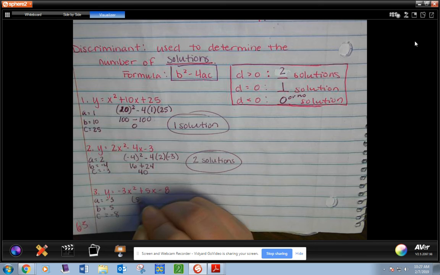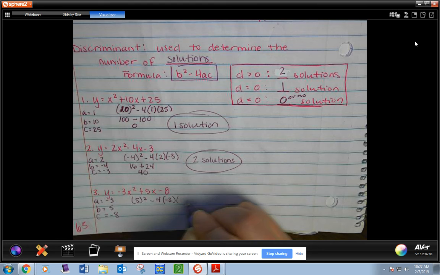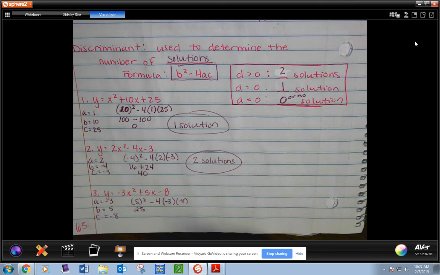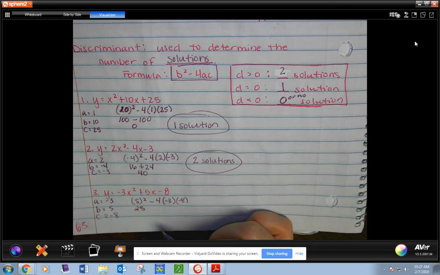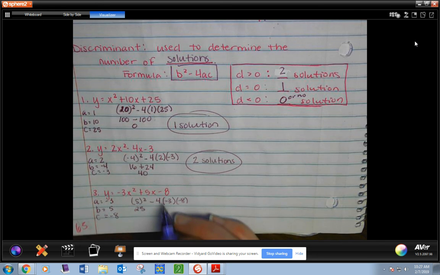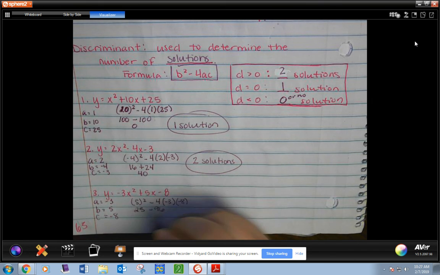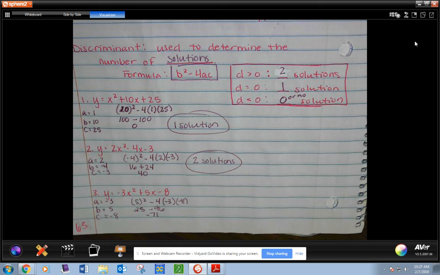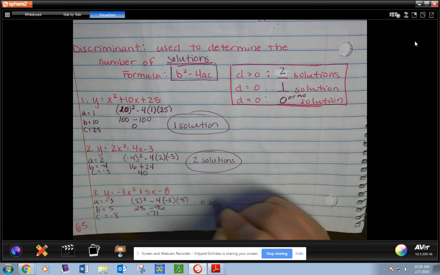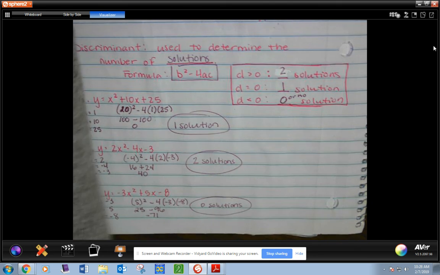So I'm going to do 5 squared, because it's B squared, minus 4 times. I'm going to plug in A of -3, and I'm going to plug in C of -8. 5 squared is 25. Okay, -4 times -3 is 12. And then 12 times -8 is -96. And when you do 25 minus 96, you're going to get -71. Okay, so -71 is less than 0, so therefore this has 0 solutions. And you're done. If you have any questions, please let me know while you're working your worksheet.